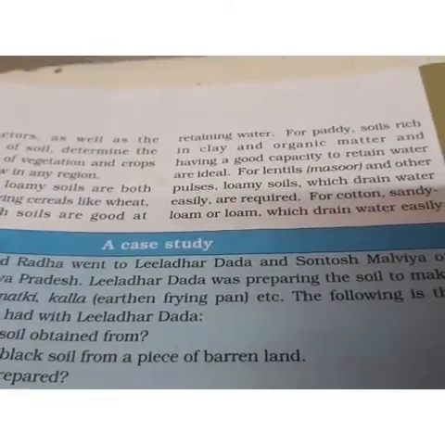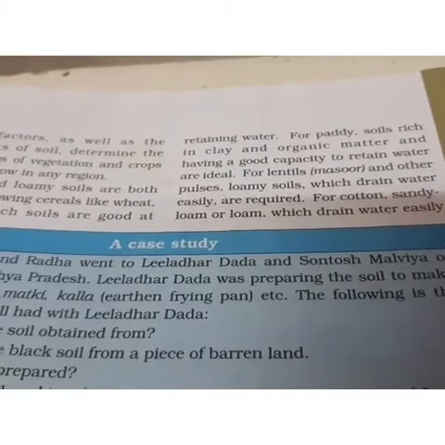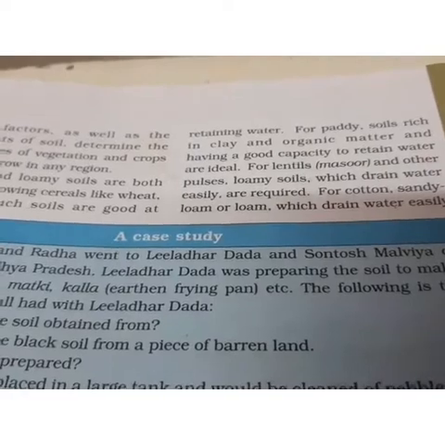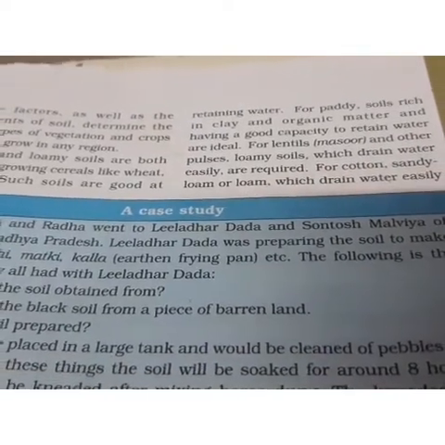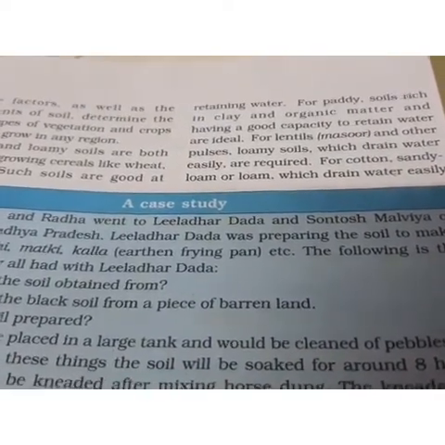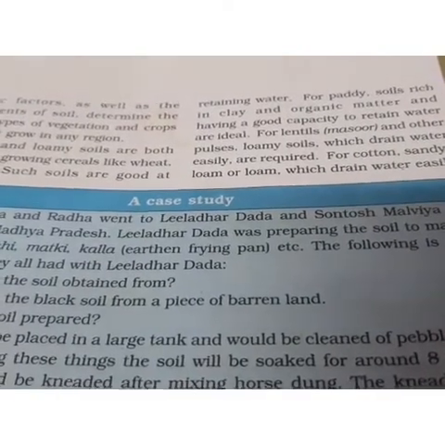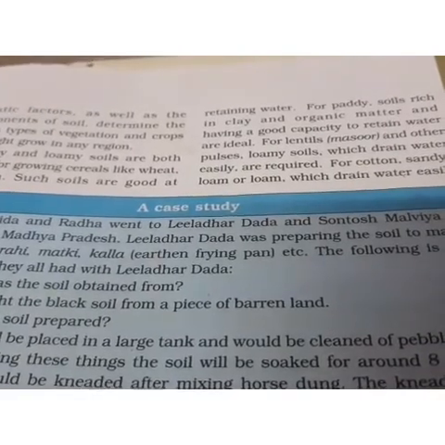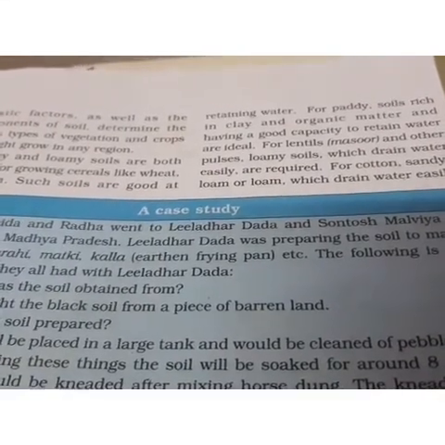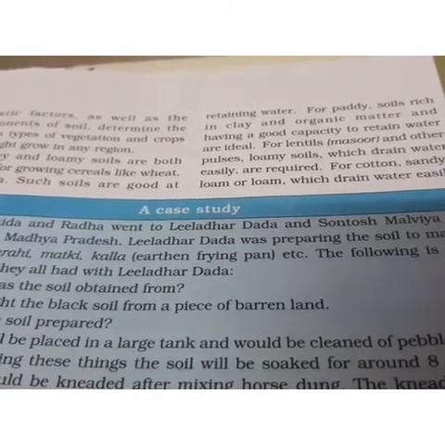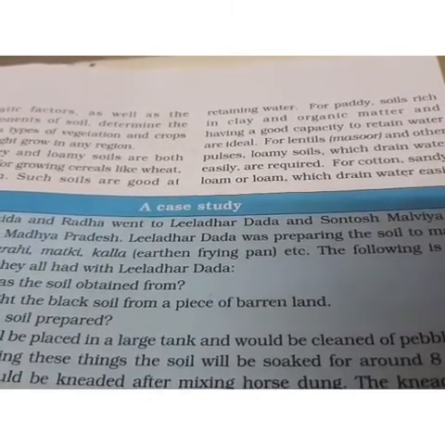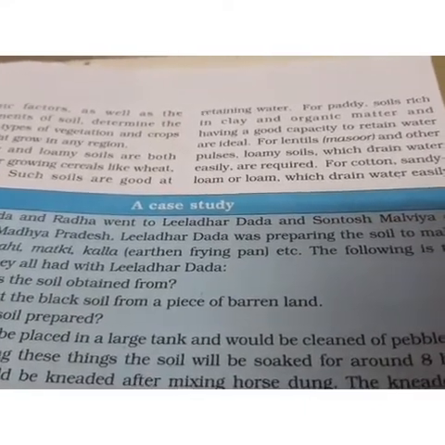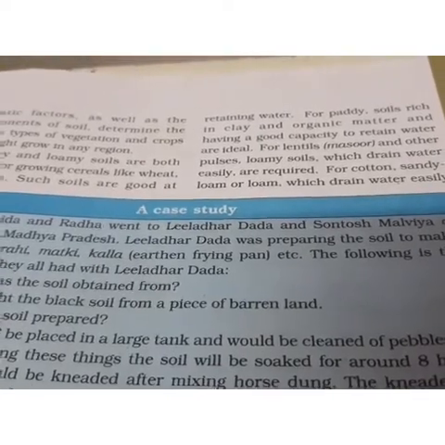For paddy, soils rich in clay and organic matter and having good capacity to retain water are ideal. Paddy means rice. For growing rice, the soil which is rich in clay. For rice, more water is needed, so the soil which has a high capacity to retain the water and which has good organic matter present in it is very good for growing the paddy because it needs a lot of water also. For lentils, like masoor and other pulses, loamy soils which drain water easily are required.